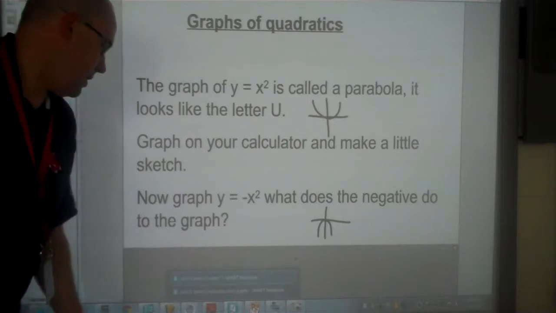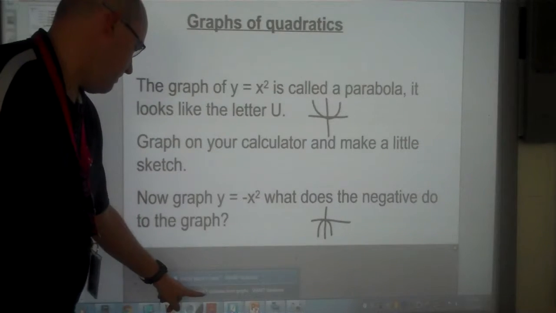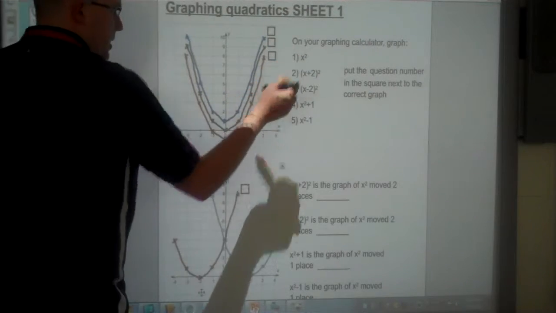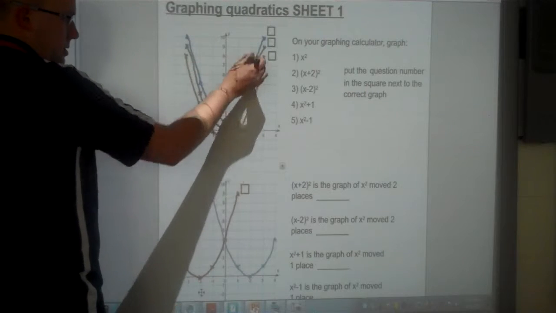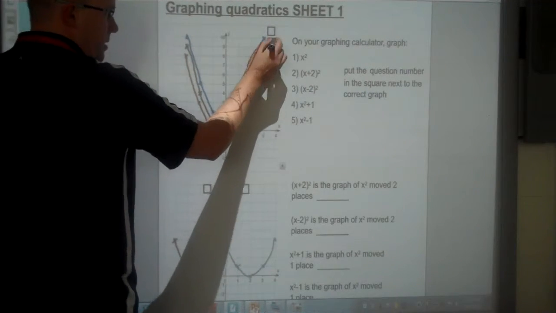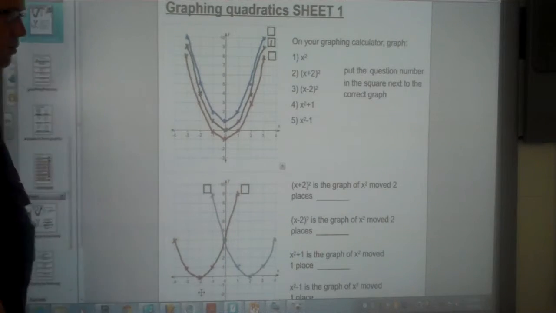Now, after this point, I let the students work on their worksheet. And this is what the first one looked like. So we just actually drew y equals x squared, so we know what this looks like. It's a U shape, and it goes through 0, 0. So this graph here was graph number 1.